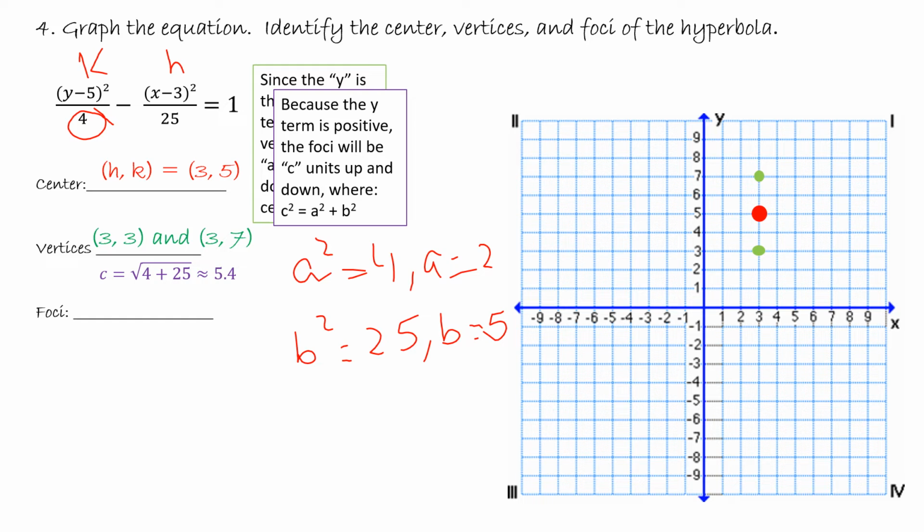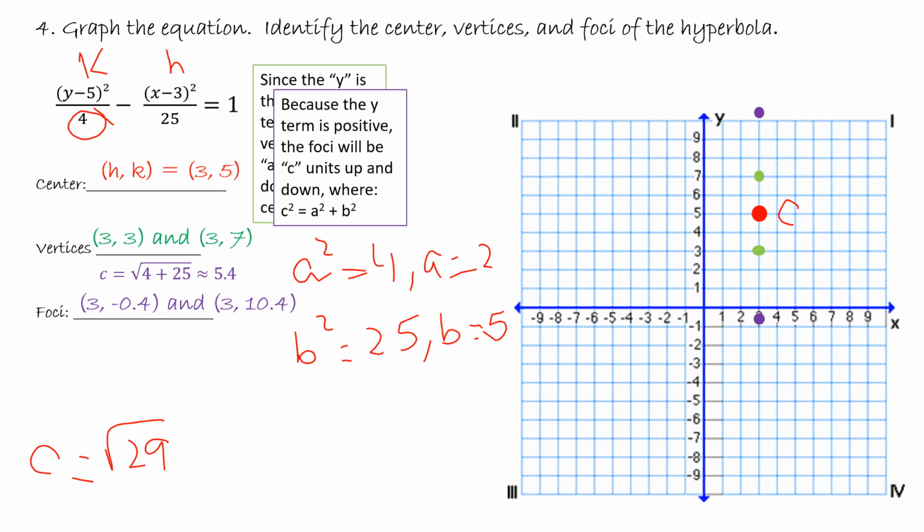So we've found c in the equation. C is root 29, which is about 5.4. From the center, which is at (3, 5), you're going to count up root 29 and down root 29. So go up 5.4 from the center. This is the center right here. You go up about 5.4, down 5.4, and you put the coordinates for the foci.